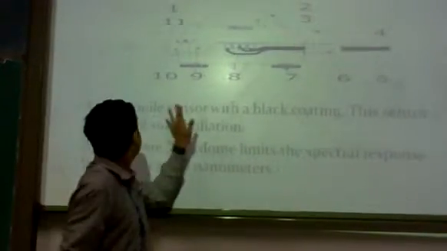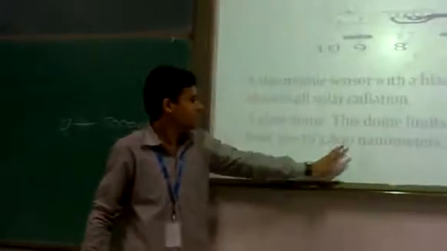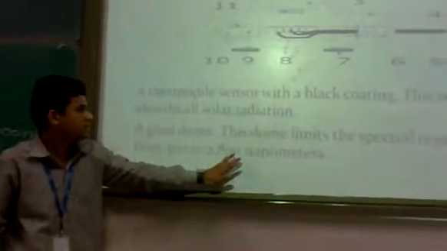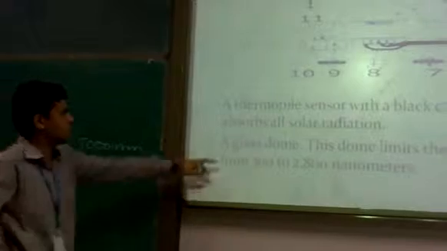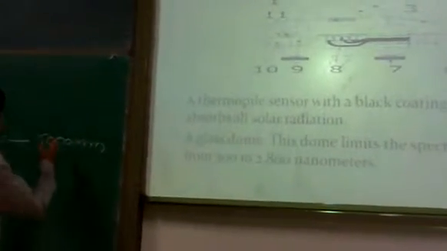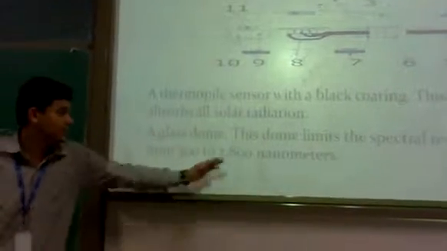The range of this thermopile is 0 to 5000 nanometers. We want only 300 to 2800 nanometers for this spectrum. So the main work of this glass dome is to reduce the 0 to 5000 nanometer range to 300 to 2800 nanometers.